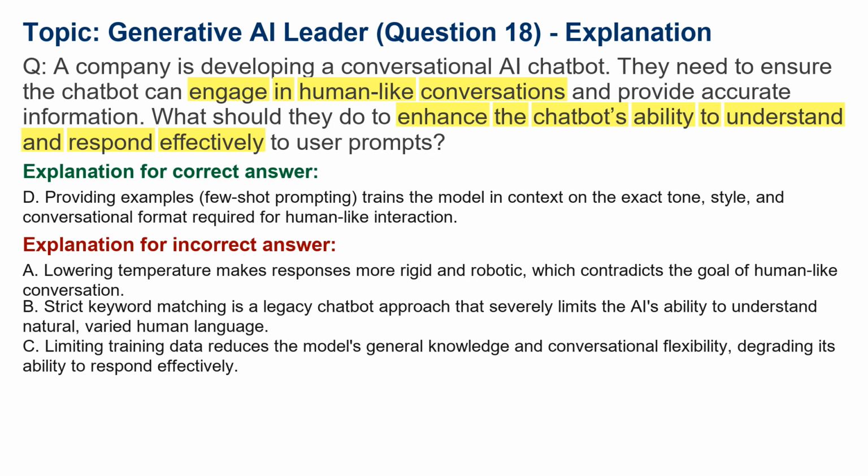A. Lowering temperature makes responses more rigid and robotic, which contradicts the goal of human-like conversation. B. Strict keyword matching is a legacy chatbot approach that severely limits the AI's ability to understand natural, varied human language. C. Limiting training data reduces the model's general knowledge and conversational flexibility, degrading its ability to respond effectively.